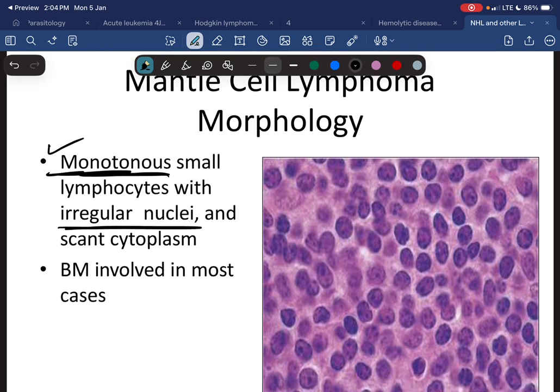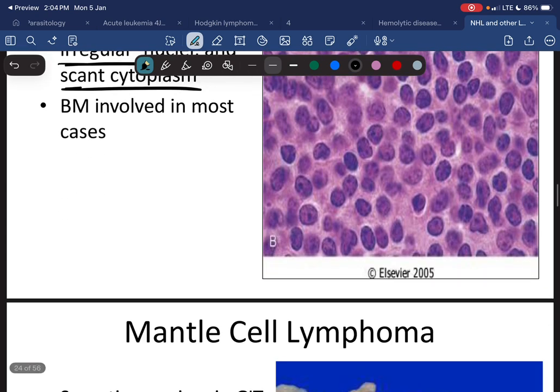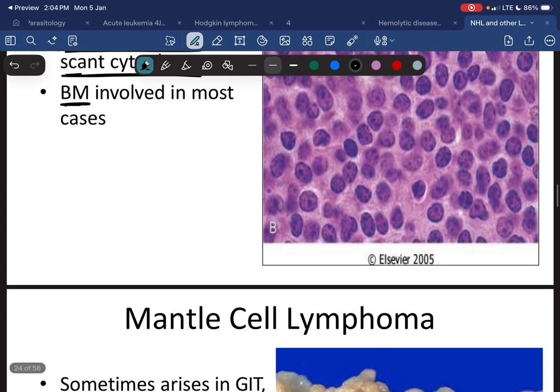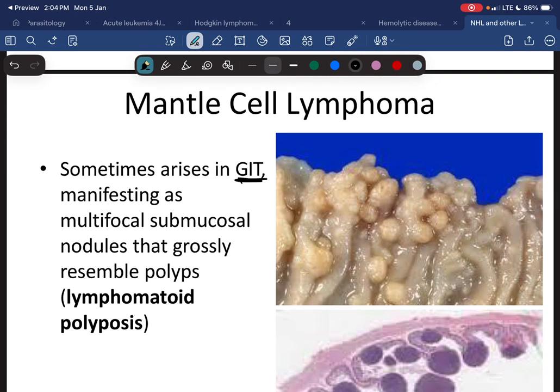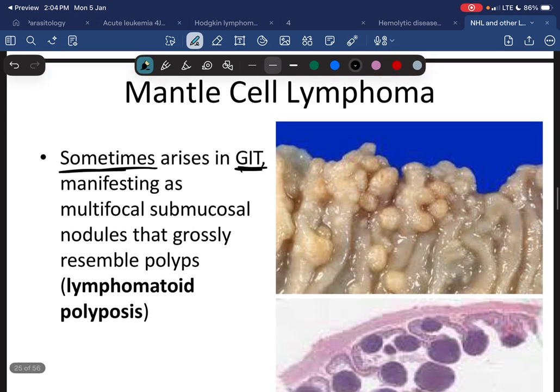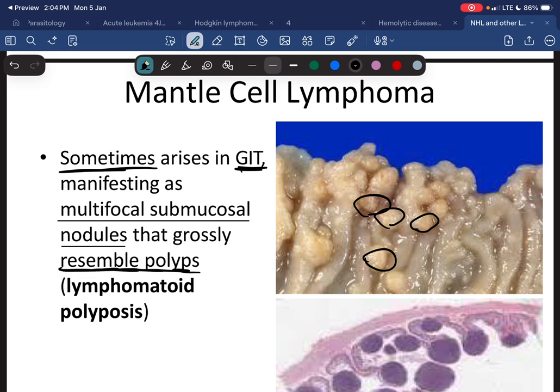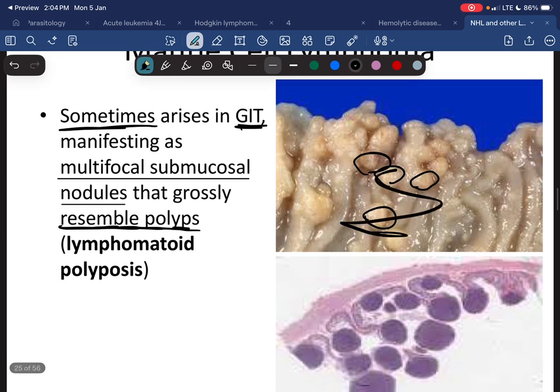Mantle cell lymphoma arising from the gastrointestinal tract can present as multifocal submucosal nodules, looking like what? GI polyps, grossly. In the right picture, you have multiple polyposis or multiple polyps.